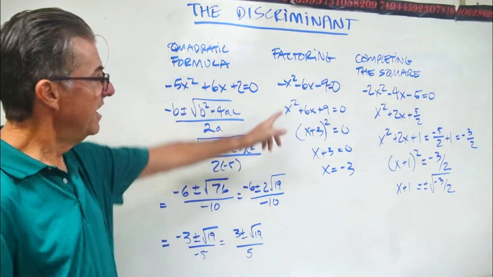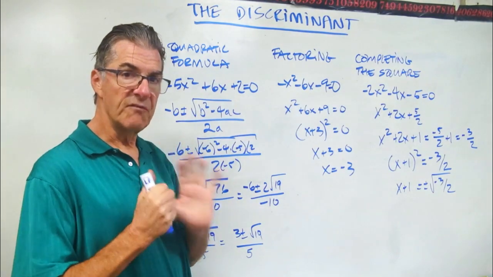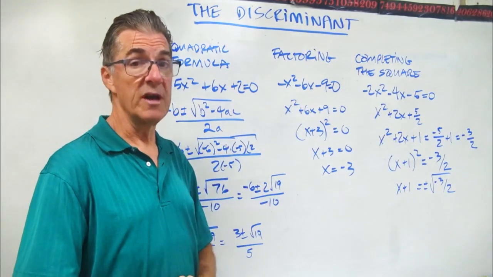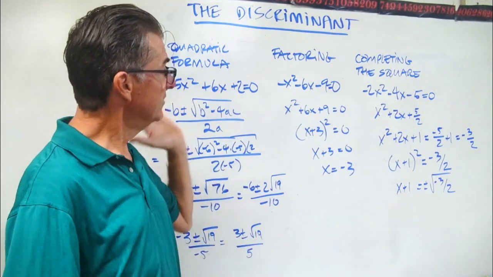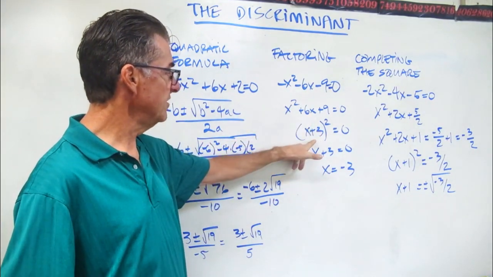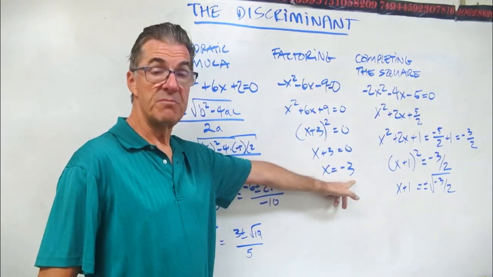Moving right along. Our factoring one was pretty straightforward. Best for factoring, actually for most of these, get rid of the negative in front of the squared term, in front of the quadratic term. So I just multiplied through by -1. Then I noticed I had a perfect square, which I factored down to x plus 3 squared equals 0. Finish that out, I get x equals minus 3.